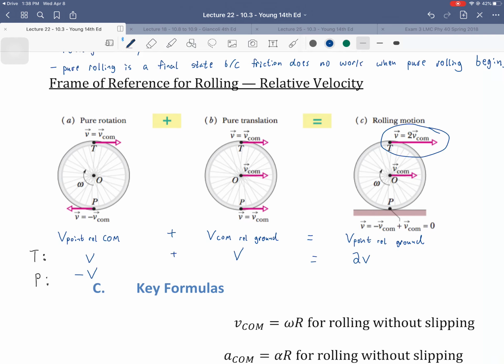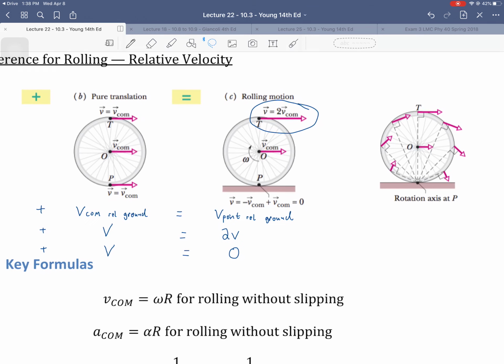Okay. And if we do the same thing for point P, we have negative V, because it points in the backwards direction, plus positive V, because the velocity of the center of mass relative to the ground is always just going to be V. And that gives us, of course, 0. And the result 0 tells us that the velocity of that point, the point in contact with the ground, is actually 0 relative to the ground itself. And that is exactly the point I was trying to make about pure rolling, the idea that pure rolling means that the contact point does not move relative to the ground.